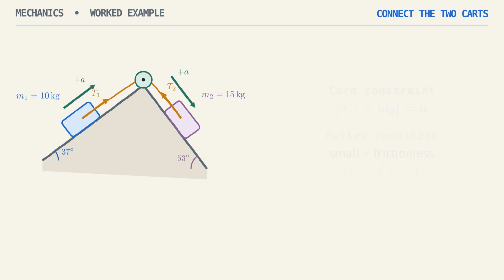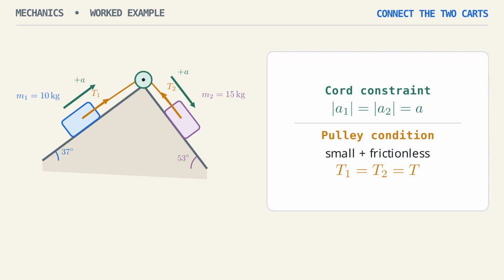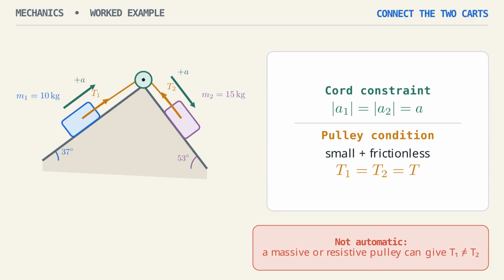The taut, inextensible cord makes the acceleration magnitudes equal. The small frictionless pulley also lets us set T1 equal to T2, so both tensions become one unknown, T. Equal tension is not a third law conclusion, and is not automatic for every pulley. If the pulley had significant rotational inertia or resistance, the two tensions could differ. Here, the problem wording supplies the condition we need.